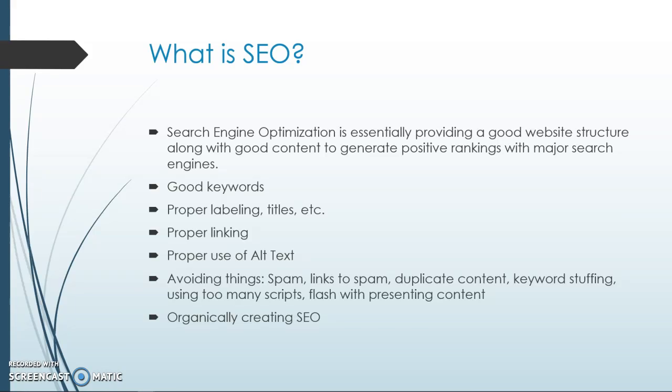And how do you go about creating good search results and get a good ranking? Well, you have to have good keywords to start with. And you also have to have proper labeling. So you need to have the proper keywords in the title, perhaps the meta tags within the content.